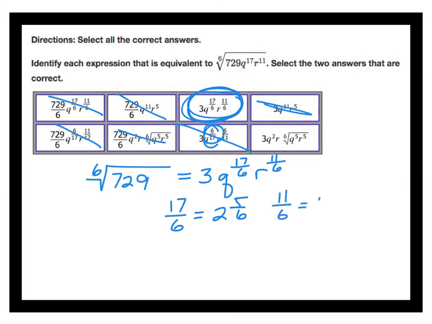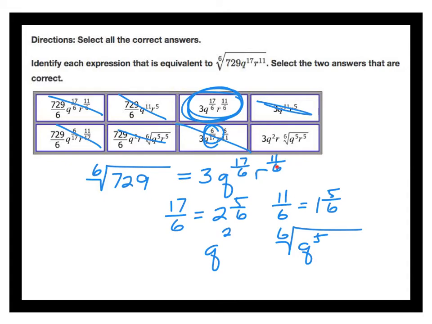11/6 is equal to 1 5/6. So for the Q portion of our expression, that means that outside the radical sign, we're going to have q to the second power. But inside the radical sign, we're going to have q to the fifth power.